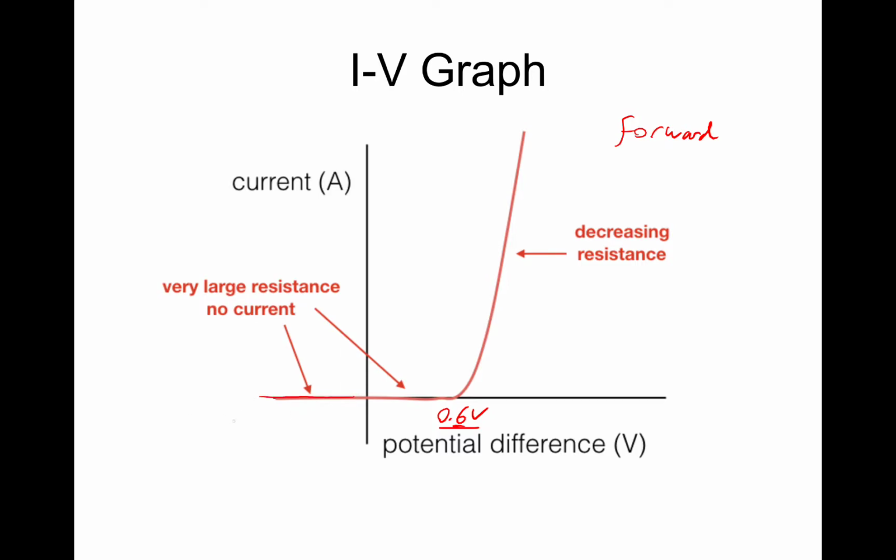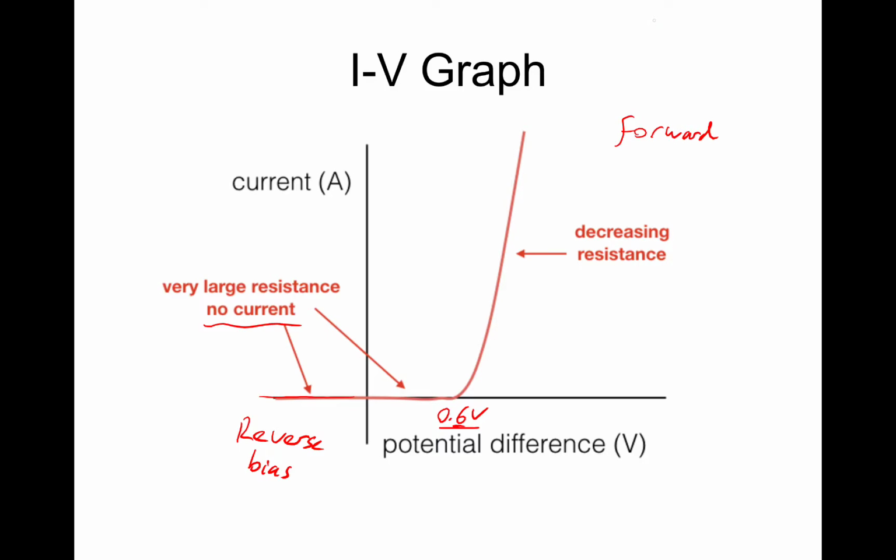So in the reverse bias, we get absolutely nothing. So this is the only one out of the three where the reverse bias is not a reflection of the forward bias. So in reverse, nothing happens. So very large resistance, no current. So hopefully that's okay. That's what the graph looks like.